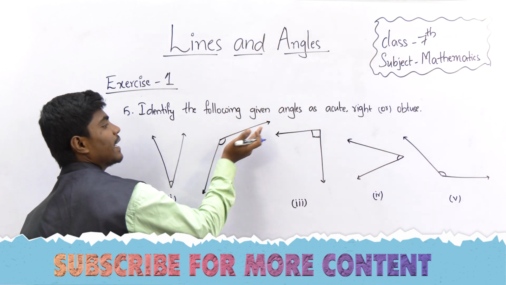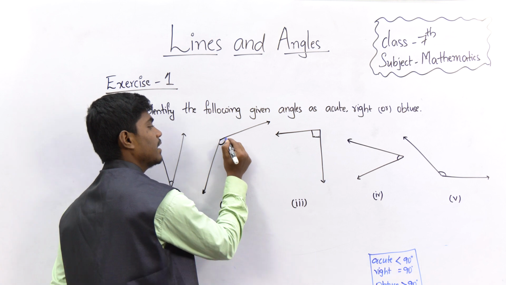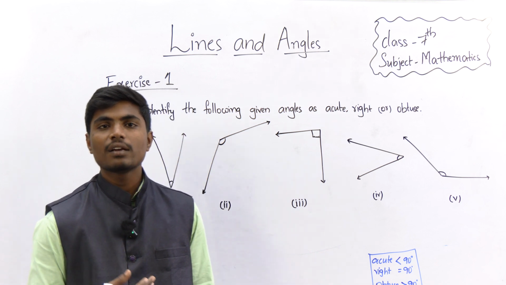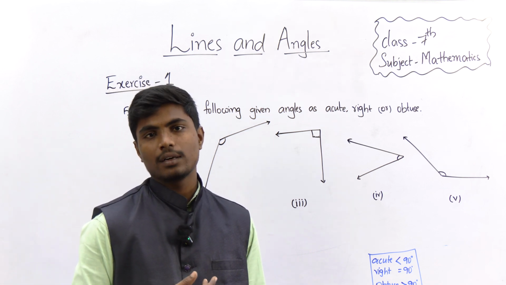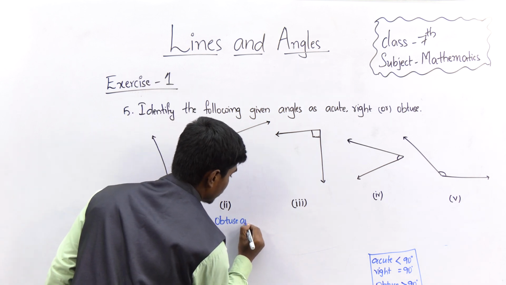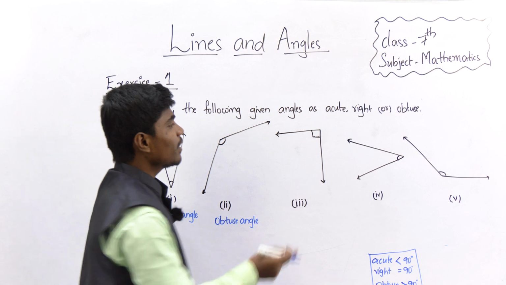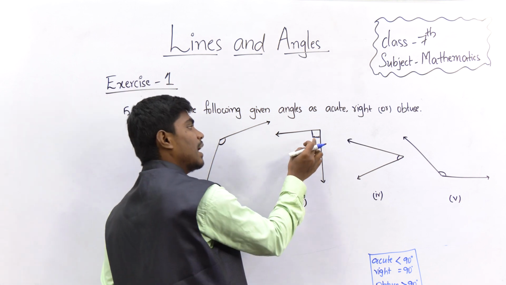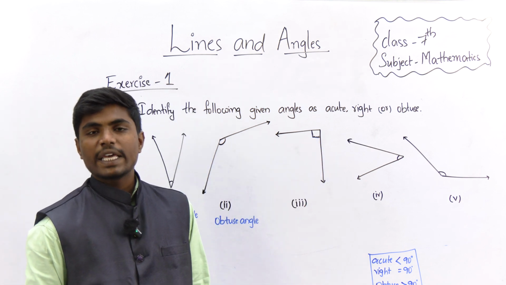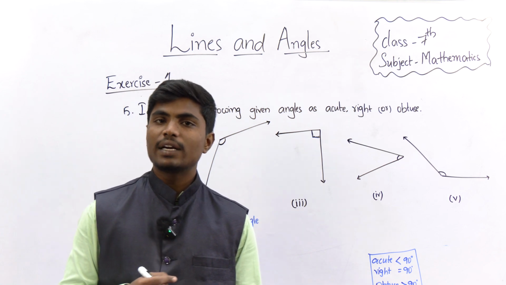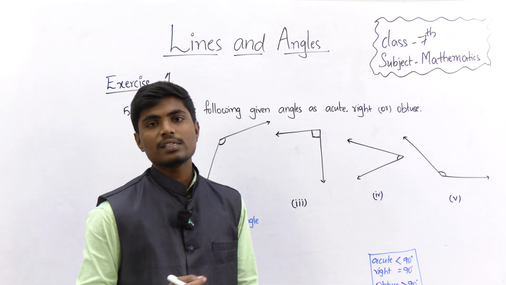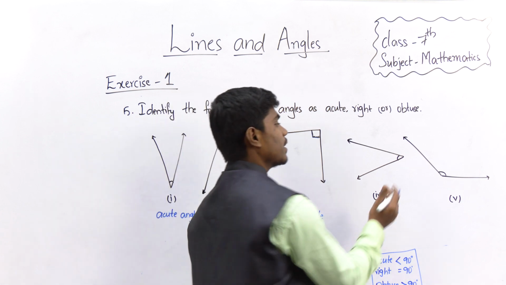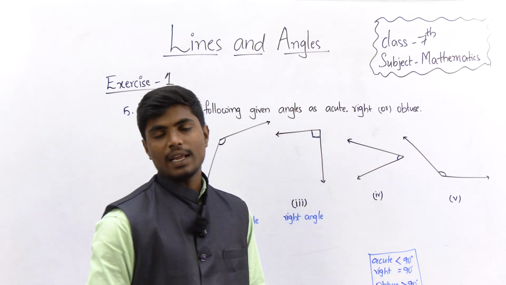Now second figure. See, this angle is greater than 90 degrees. If the angle is greater than 90, then it is considered an obtuse angle. So it is an obtuse angle. In the third figure, the angle formed is equal to 90 degrees. So if the angle is equal to 90 degrees, then the angle is known as a right angle. So right angle.